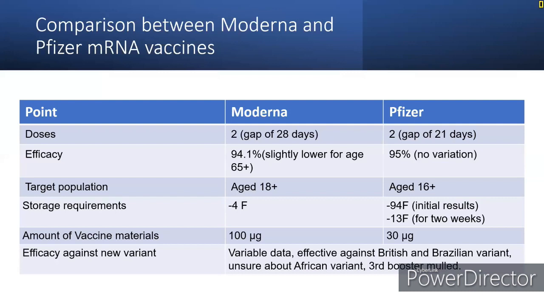Now, let's see some major differences between the two approved mRNA vaccines from Moderna and Pfizer. Here we have an annotated comparison about doses, eligible population, efficacy, and storage requirement. One thing to note here: while efficacy is almost the same, the amount of virus material is almost 3 times higher in the Moderna vaccine.